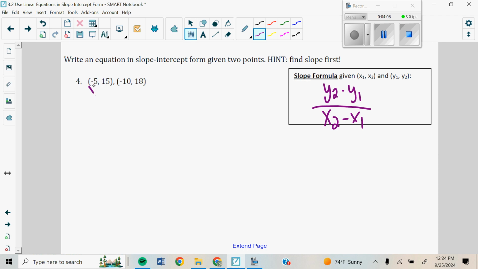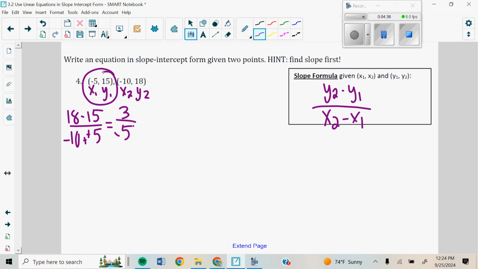So I'm going to pop the 2 points into our slope formula. So 18 minus 15 over -10 minus -5. So minus a negative turns to plus a positive. All right, 3 over -5. All right, now you're going to pick one of the 2 ordered pairs. It does not matter which ordered pair you pick.